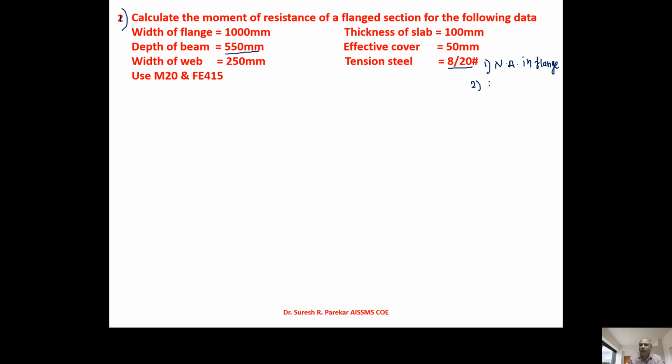Second, we have df less than 3/7 of xu, and if these two are not satisfied, then only we can go with df greater than 3/7 of xu. Already I mentioned that in this case our rectangular block is greater than the flange. Here the rectangular block is smaller than the flange. Now you can see this.